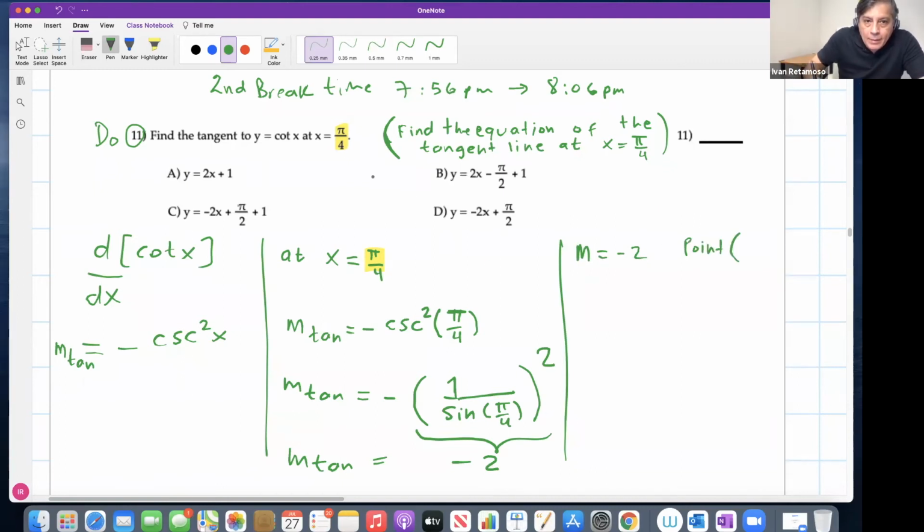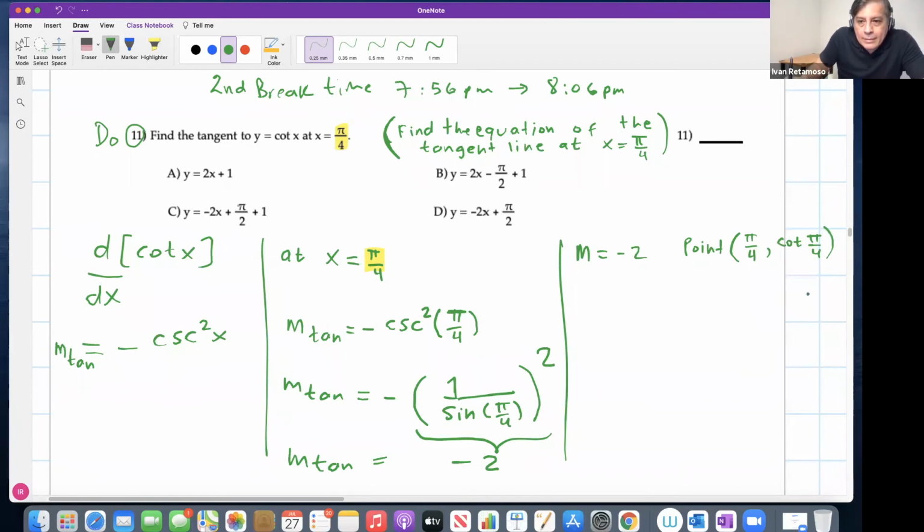is going to be this, pi over 4, the x coordinate, right? And what is the y coordinate? We don't have it, but we have the functions. So the y coordinate will be cotangent of pi over 4. And I think this is what Sarah was asking, right? How do I compute cotangent of pi over 4?